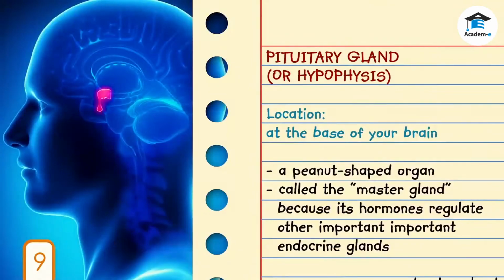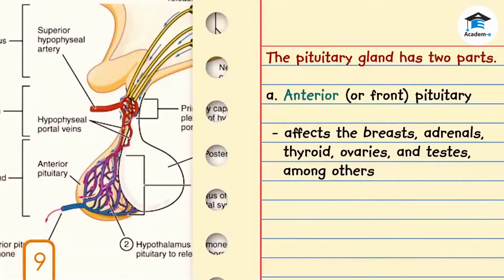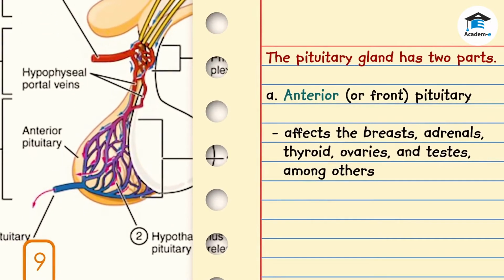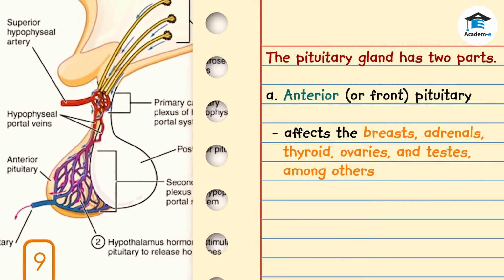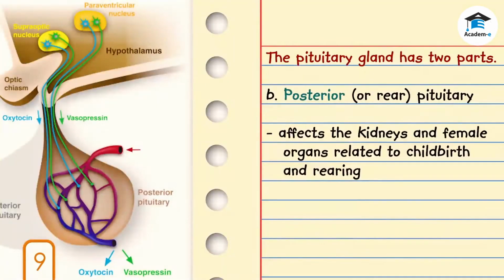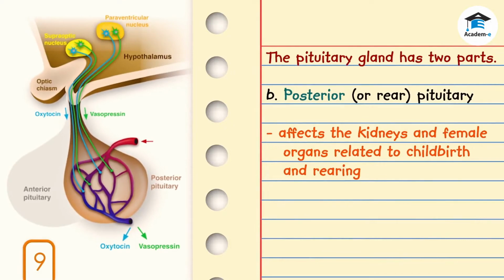The pituitary gland is a peanut-shaped organ located at the base of your brain. It is called the master gland because its hormones regulate other important endocrine glands. The pituitary gland has two parts. The anterior, or front pituitary, produces hormones that affect the breasts, adrenals, thyroid, ovaries, and testes, among others. The posterior, or rear pituitary, affects the kidneys and female organs related to childbirth and rearing.